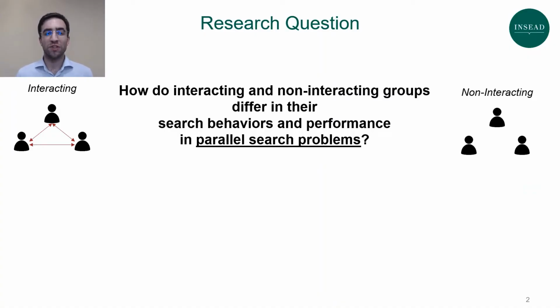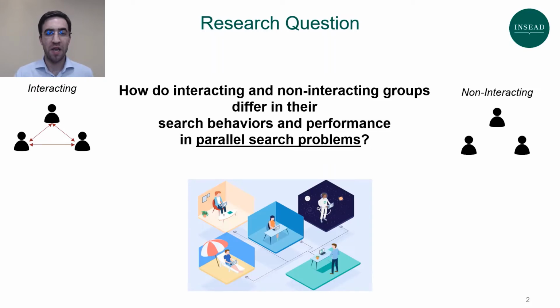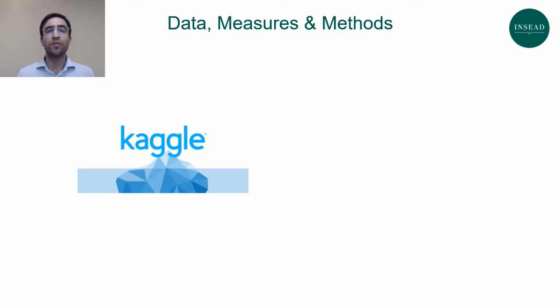The research question we try to address is how do interacting and non-interacting groups differ in their search behaviors and performance in parallel search problems. And we believe that this question is particularly relevant in light of the pandemic shock and the emergence of more hybrid working. And these settings allow managers to have a higher possibility to design the presence or absence of social interaction among their group members. And so it becomes extremely important for them to understand when to allow and facilitate this social interaction among group members and when not. To address this question, we use data from Kaggle.